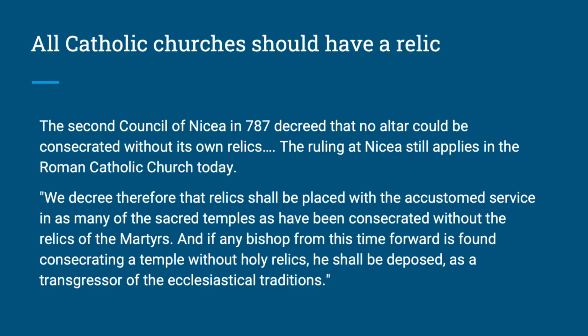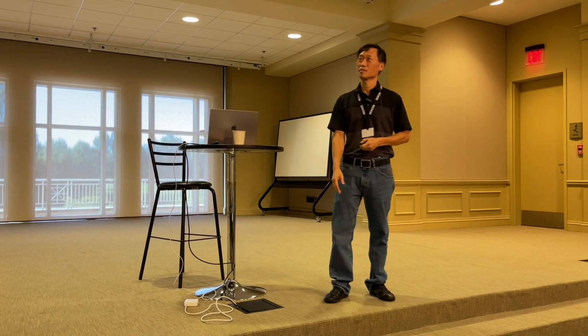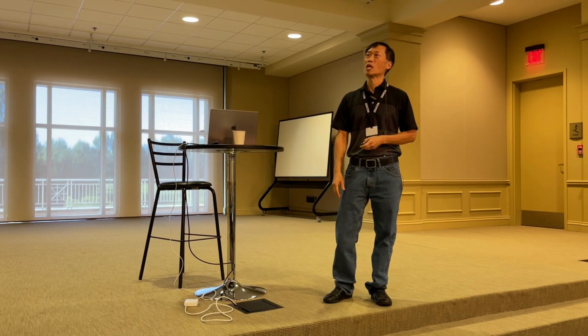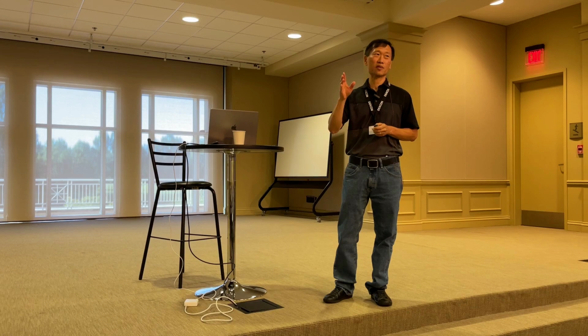And what's interesting is in 787, in the Second Council of Nicaea, they said that all Catholic churches should have relics. And so during the medieval times, every single Catholic church had a relic. At a minimum, one. Most of them had a lot. As I mentioned last week, the Catholic Church has no position on the Shroud of Turin, whether it is authentic or fake.